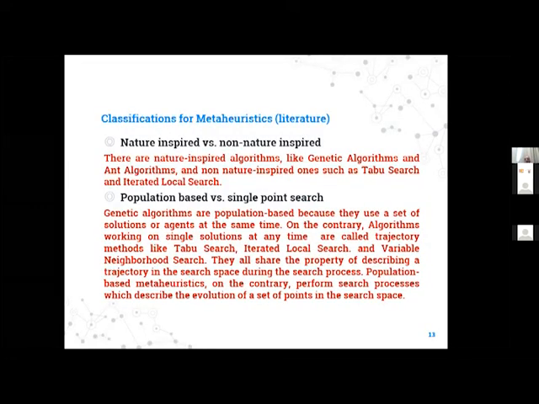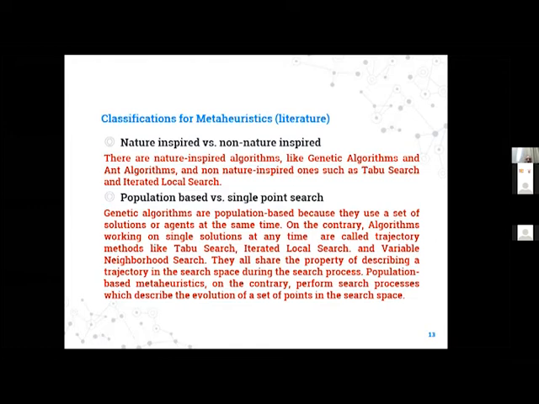Now, there are many types of classification to classify the meta-heuristics. Firstly, they can be classified as nature-inspired versus non-nature-inspired algorithms. Nature-inspired algorithms include genetic algorithms and ant algorithms, and the non-nature-inspired ones include tabu search and iterated local search. Nature-inspired means any technique that mimics a specific process from nature.